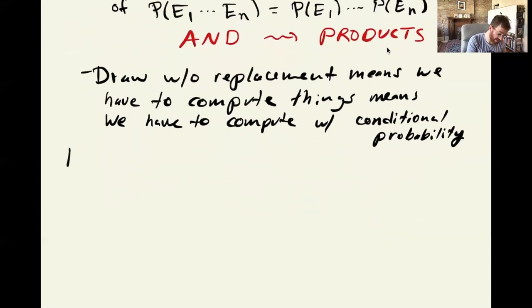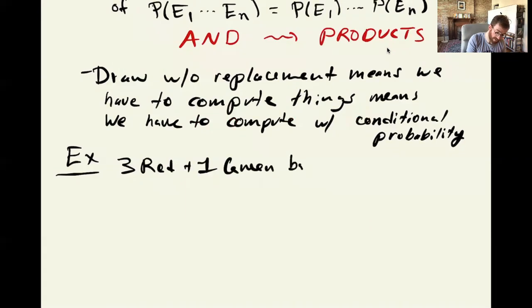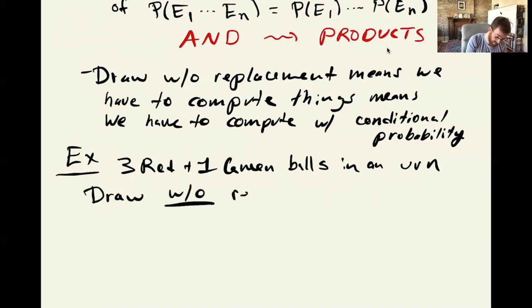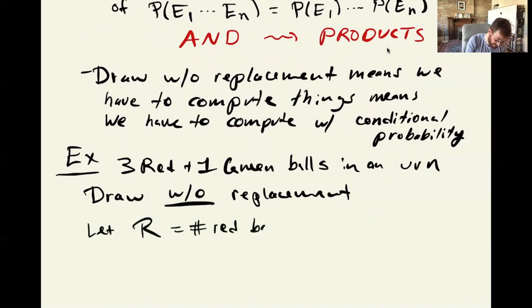So if we revisit our example of 3 red plus 1 green ball in an urn, let's draw without replacement. And let's consider the random variable, let R equal the number of red balls before the green ball appears.